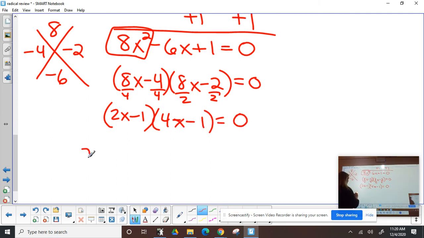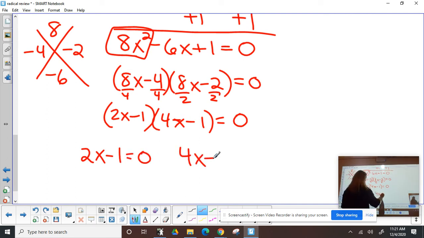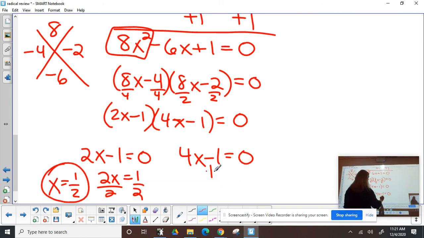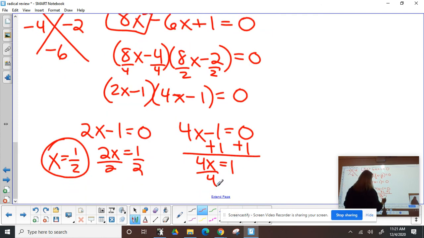Now I can set both parentheses equal to 0 because I'm solving. Add 1 to get 2x equals 1. Divide by 2, x equals 1/2. And then here I would add 1 to both sides to get 4x equals 1, divide by 4, x equals 1/4.